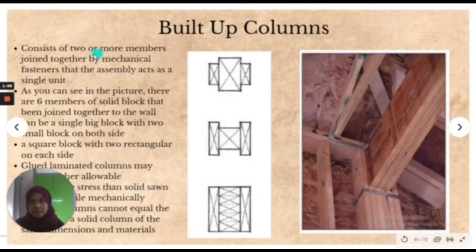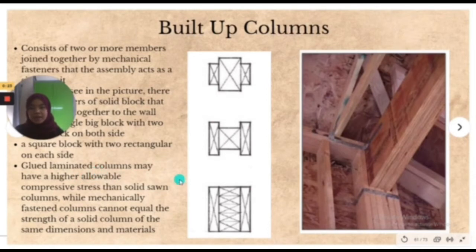Next is built-up columns. It consists of two or more members joined together by mechanical fasteners that are assembled as a single unit. As you can see in this picture, there are 6 members of solid block that we joined together to the wall. It can be a single big block with 2 rectangular small blocks on both sides. It also can be a square block with 2 rectangular on each side, and it also can be like this. So, glue laminated columns may have a higher compressive strength, while mechanically fastened columns cannot equal the strength of a solid column of the same dimensions and material.